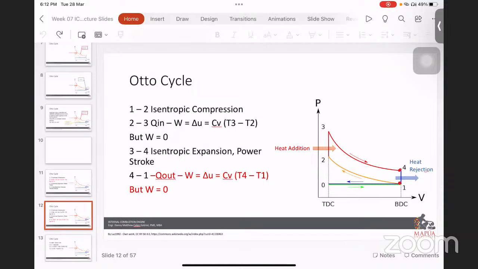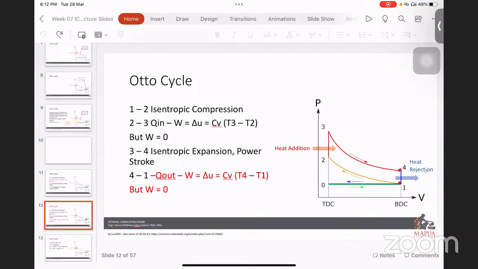Okay. Let's analyze naman yung process 1 to 2 at saka process 3 to 4, doon sa Q in at saka sa Q out natin. So heat addition at saka heat rejection natin. Because of the process 2 to 3 and because of the process 4 to 1, we're able to calculate yung amount of heat introduced and amount of heat rejected.